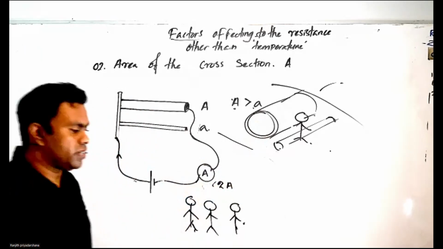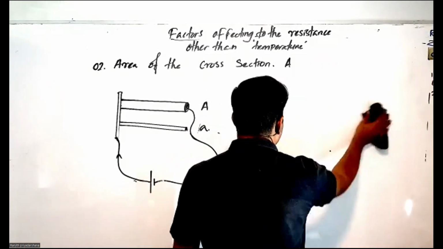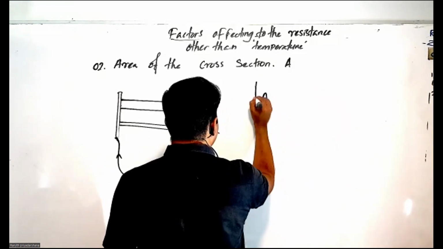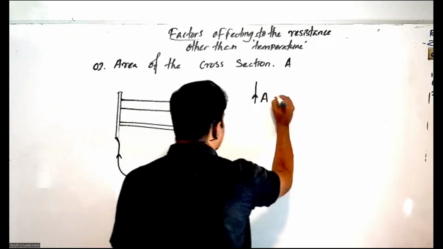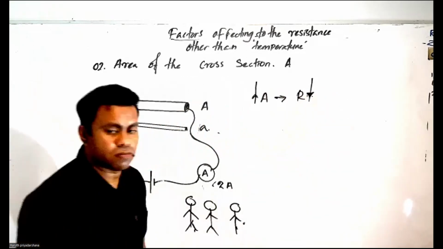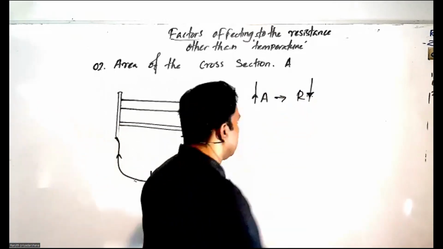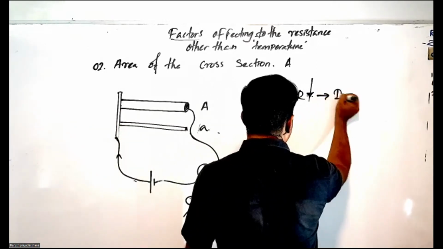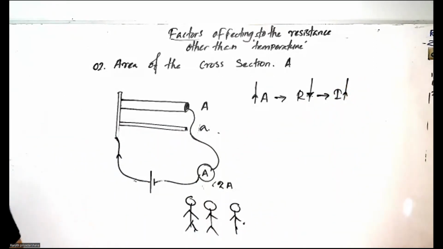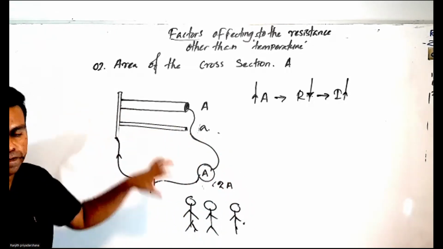So what happens to the area of cross section, how does it affect? When the area of cross section increases, resistance decreases. Therefore the associated current I increases. If resistance is lower, the current is higher. Right, so it's clearly explained here.